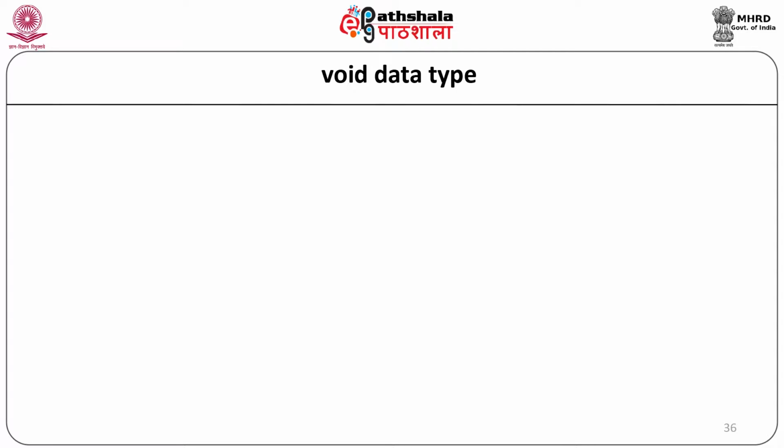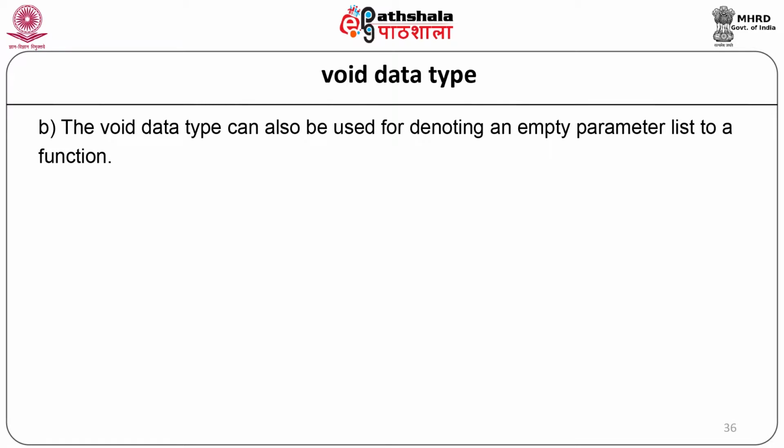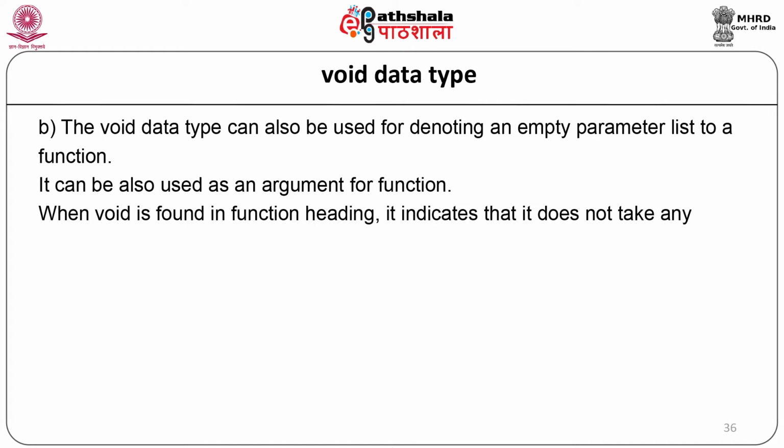The second use of void is for denoting an empty parameter list to a function. It can also be used as an argument for a function. When void is found in a function heading, it indicates that the function does not take any arguments. Example, the return type is integer, name of the function is f1 and the argument list is void. From this function, we are returning 1 and the function ends. In the above code, f1 is a function which does not require any argument, but it returns an integer value to where the function is called.